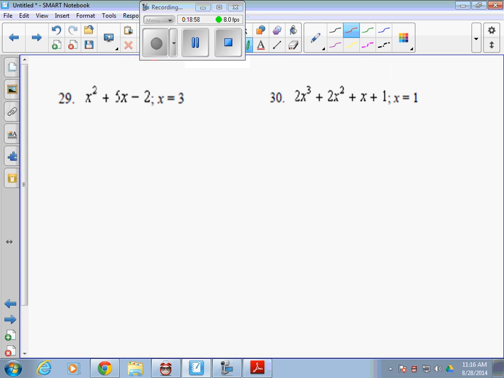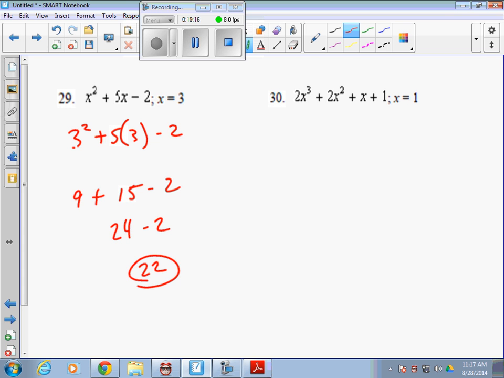29, x squared plus 5x minus 2, when x is 3. 3 squared plus 5 times 3 minus 2. 3 squared is 9. 5 times 3 is 15 minus 2. Add 9 and 15. You get 24 minus 2. Simplifies to 22. I know all these problems are simple.